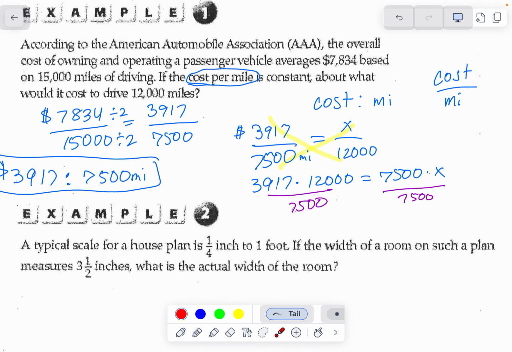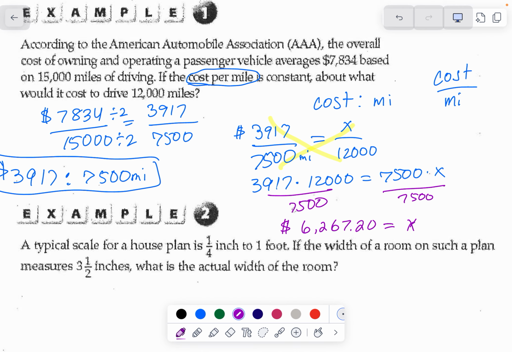Now, this is money. This is money. So it is customary to use 2 decimal places to show the cents. So in this case, the answer would be $6,267.20. Now, putting the dollar symbol there answers the question. So it gives you what you want. It answers the question, what is the cost? That would be $6,267.20 to drive 12,000 miles.